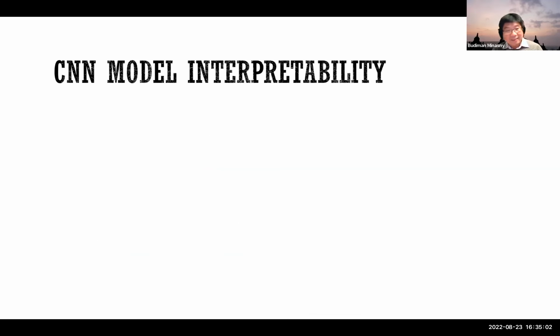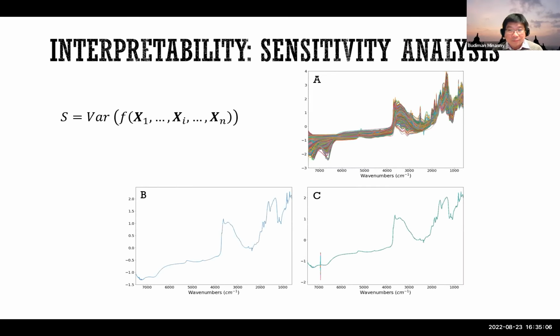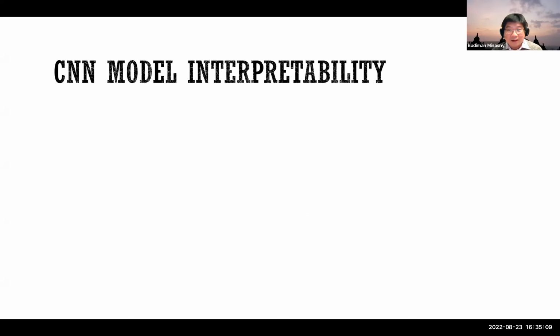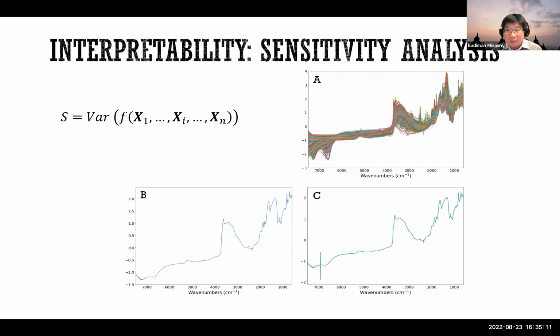And the next thing for the CNN model is, how do we interpret the model? How do we know how the CNN works? We did this by a simple sensitivity analysis. This is a spectra, so we input the data of a spectra. For each particular wave band, we first calculated the mean of the spectra for the data. So this is one value.